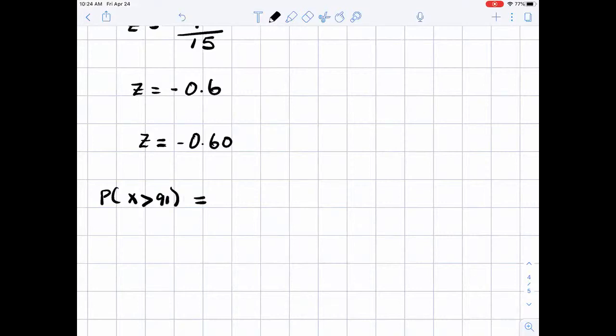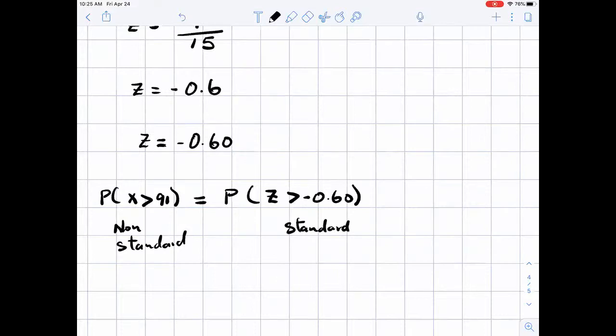And that is the same as, this is non-standard. Here is the non-standard. If I go to the standard, that's the same as Z greater than -0.60. This is the standard.